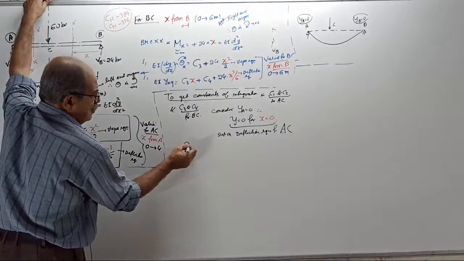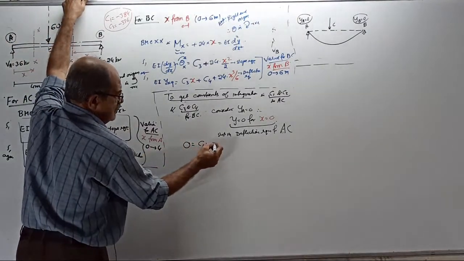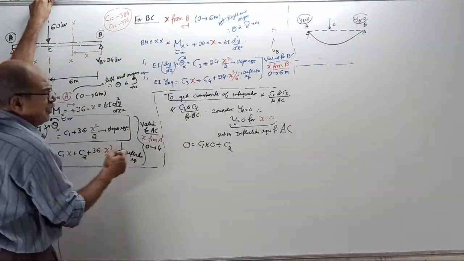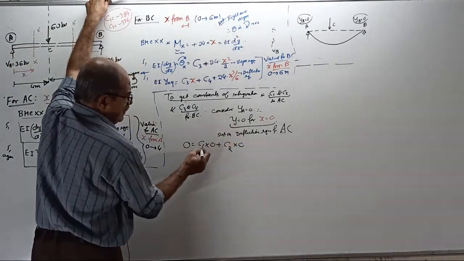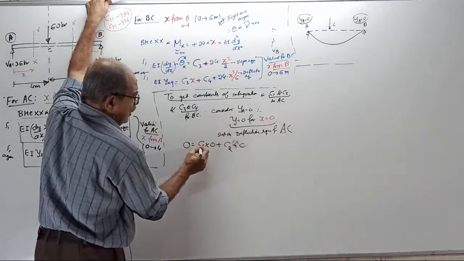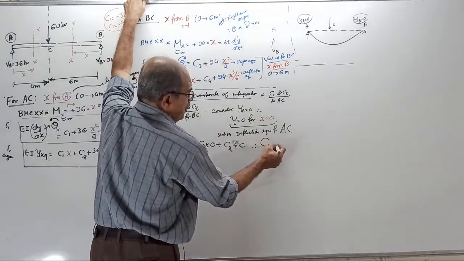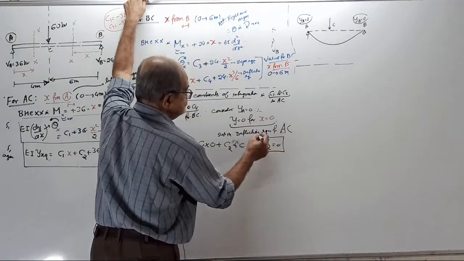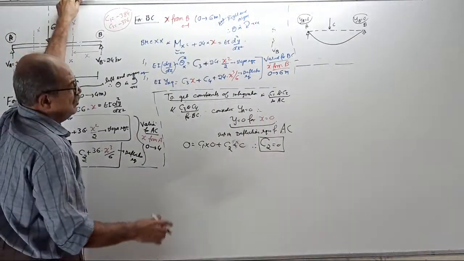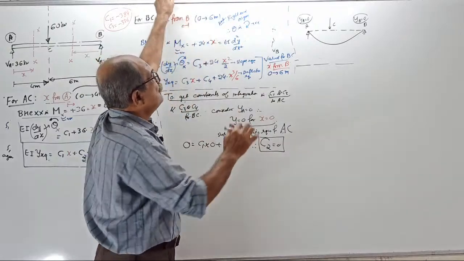Start with this equation. 0 equal to C1 into 0 plus C2, then 36 into 0 cube by 6 into 0. Therefore, C1 into 0 plus C2 plus 0. So this is 0. Therefore, we got C2 equal to 0. Your term C2 became 0. Now, that's all the condition we got from A to C.